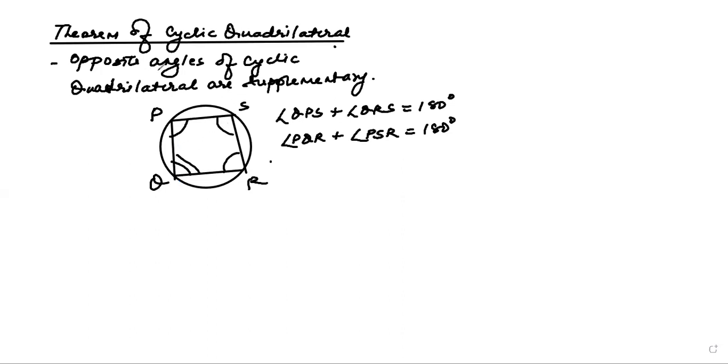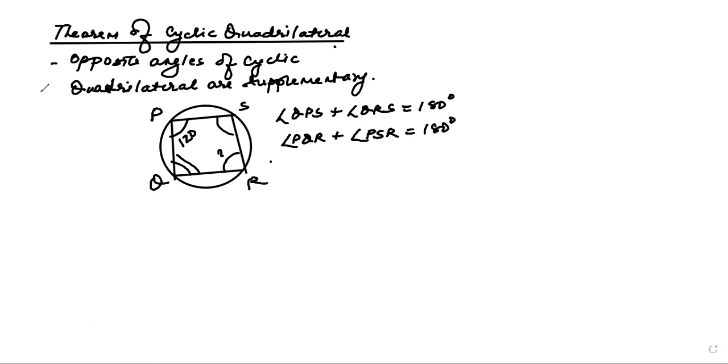Okay, children. But the moment you see a cyclic quadrilateral, this property should come to your mind. Very simple sums they can ask. Suppose angle QPS is 120 degrees. What is angle QRS? It should come to your mind: quadrilateral PQRS is cyclic. Therefore, angle QPS plus angle QRS equals 180, as opposite angles of a cyclic quadrilateral are supplementary. 120 plus QRS equals 180. QRS equals 180 minus 120. QRS equals 60. Got it, children?